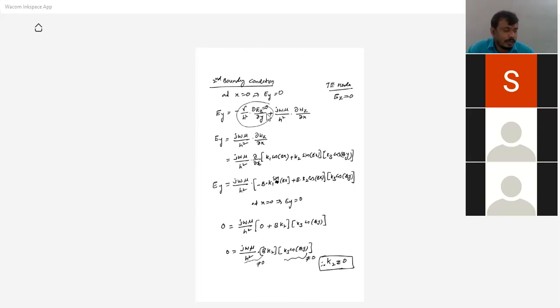Now substitute in our previous equation. Then our Hz becomes k1 cos bx into, k2 is also 0 now, so we have only k3 cos ay. So now this is our Hz. After the second boundary condition, Hz becomes k1 cos bx and k3 cos ay.